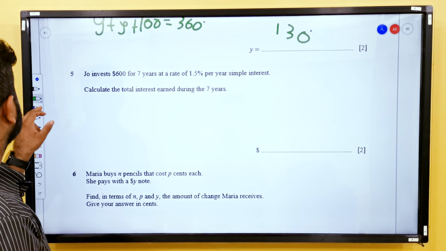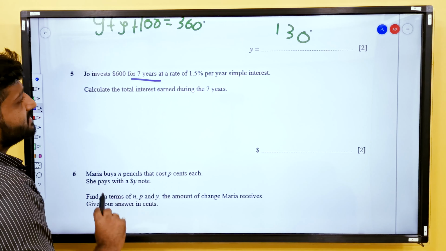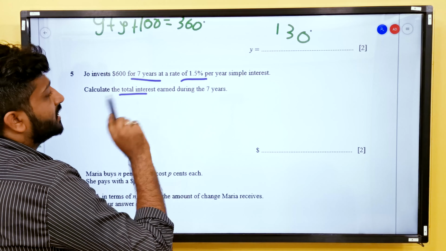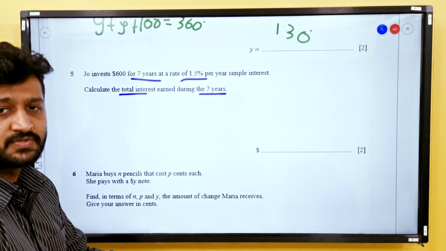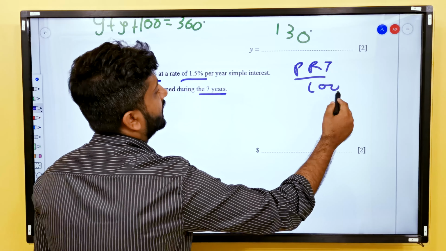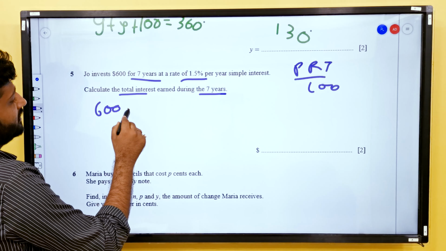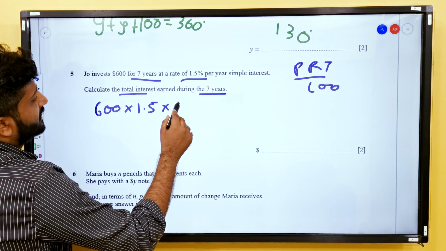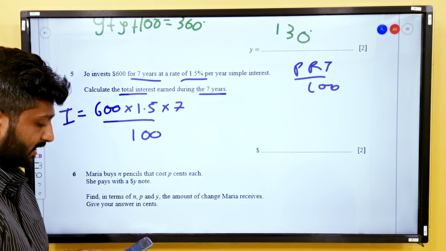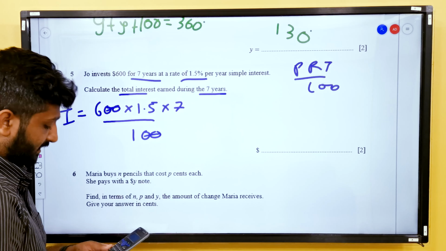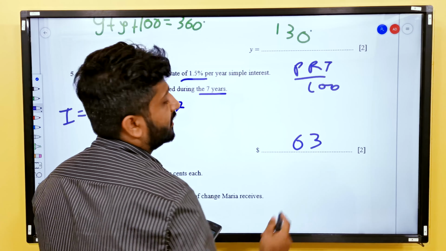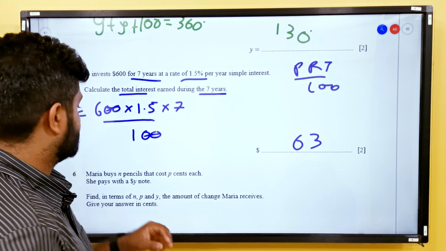Joe invests $600 for 7 years at an interest of 1.5% per year. Calculate the total interest he earned during the 7 years. We are supposed to find interest. So interest is nothing but PRT upon 100, where P is your principal, R is your rate, T is your time, divided by 100. So my interest is going to be 600, or let me just simplify it, 6 into 1.5 into 7, which is $63 is going to be my interest.